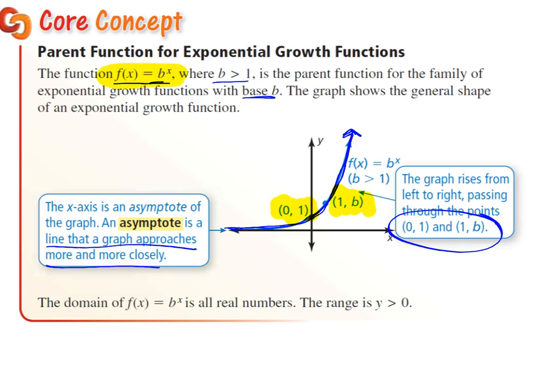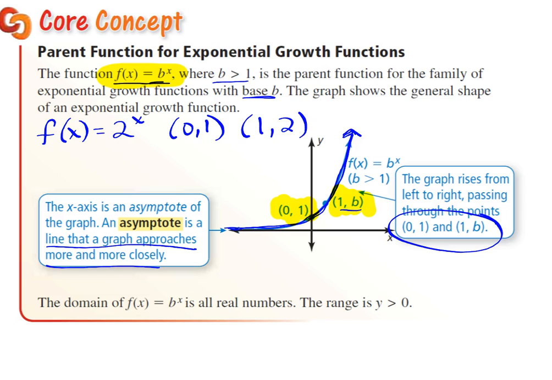They're always on the graph. So if I have f of x equals 2 to the x, what is my base number? 2. So I know it goes to the point 0, 1, but it also goes to the point 1, b. So it's going to go through the point 1, 2.